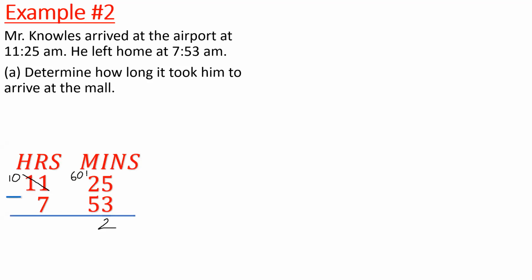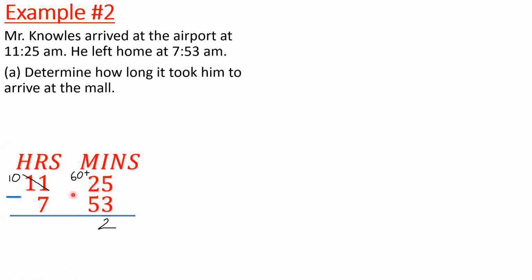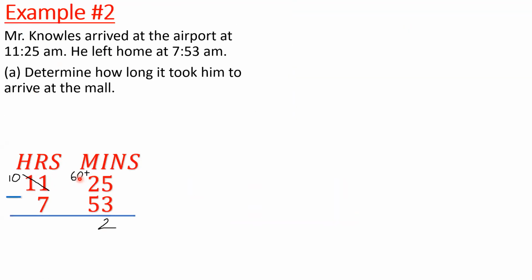Now this is very important, Reagan. Where's Reagan? Right here, sir. So we can't do 2 minus 5, so we have to borrow an hour from the 11. Because we are borrowing an hour, we know that 1 hour is how many minutes? 60 minutes. So it's going to be 60 plus 25, and that's 85. Oh, I see what you're saying. Yes, you're right.